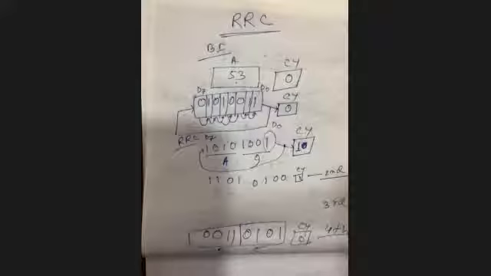Is it clear to everyone? So if we do this 8 times, we will again get our 53, and again it will be 53. Next is RLC.